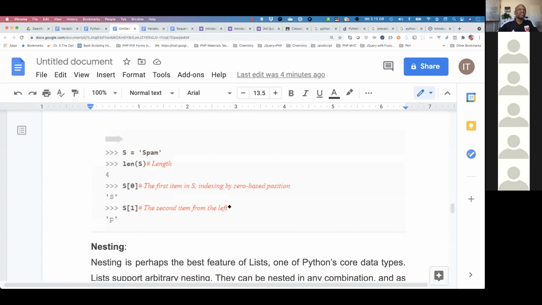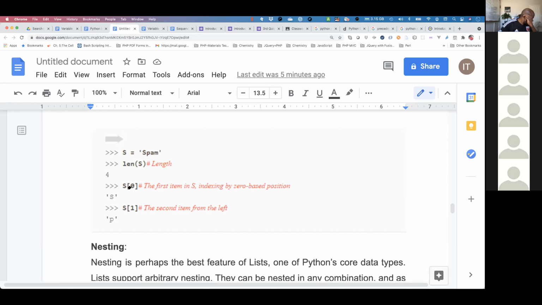Okay. So if this was a list, it's going to behave more or less the same way as a string. So here we can save the word spam into S, and then we get the length, which is 4, four characters. The first index position for S in the word spam is at position 0, it's index 0. It's index 0, but it's actually position 1.